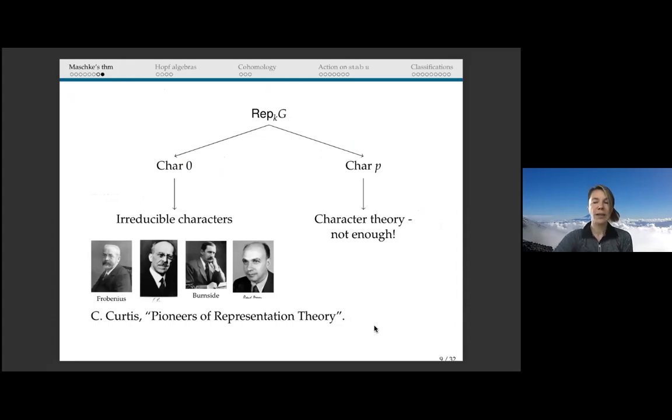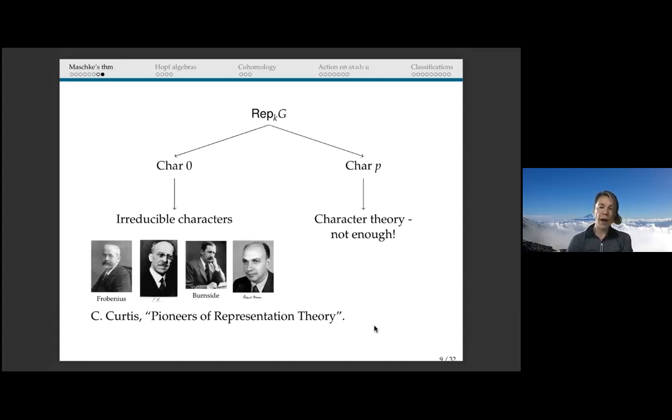Okay, so to finish off, one can draw this diagram. If you look at the representation category of a finite group over a field K, there are two very different cases. The characteristic 0 case, or actually more generally the case when the characteristic does not divide the order of the group. Then everything can be described up to direct sums by irreducible or simple representations. This is given by irreducible characters.